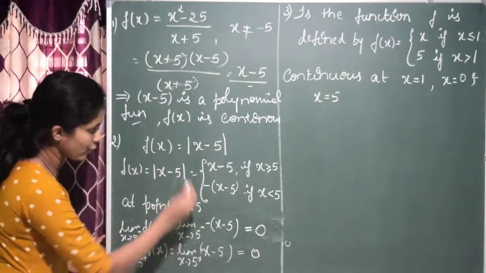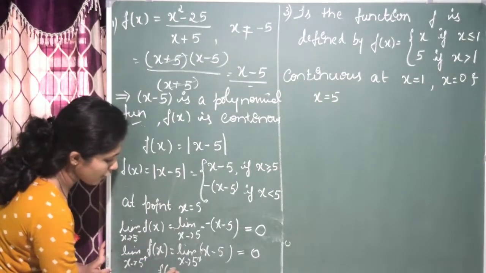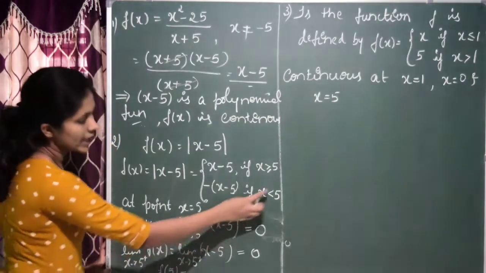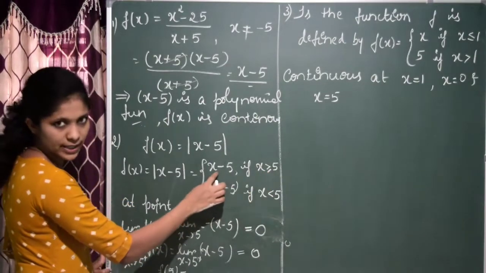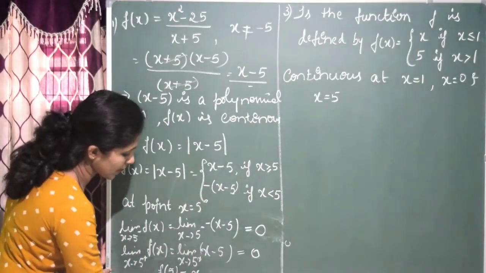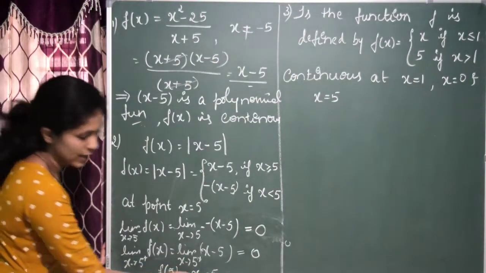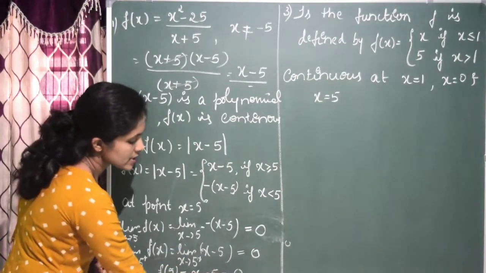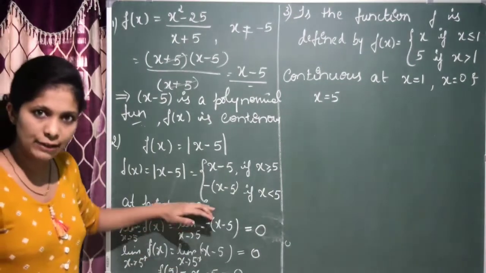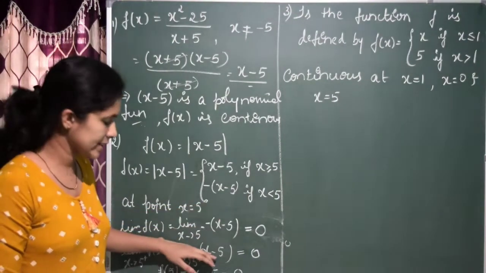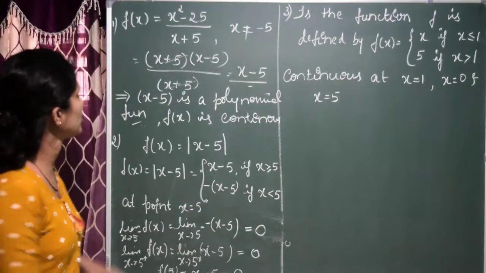We'll check f of 5. Is it clear? f of 5 will be equal to, so this is x minus 5. So 5 is now x, the value is 5, and 5 minus 5 will be equal to 0. So by this we can say that the left hand limit is equal to the right hand limit as well as the value at the point. Finally, what do you have to write there?